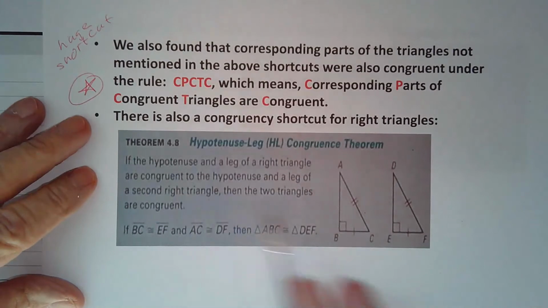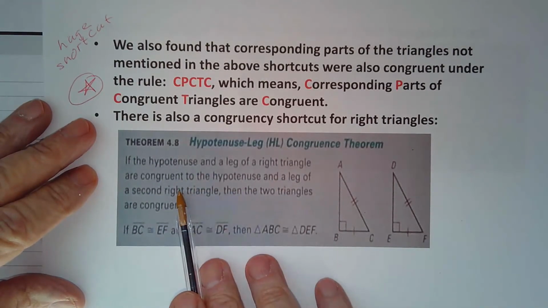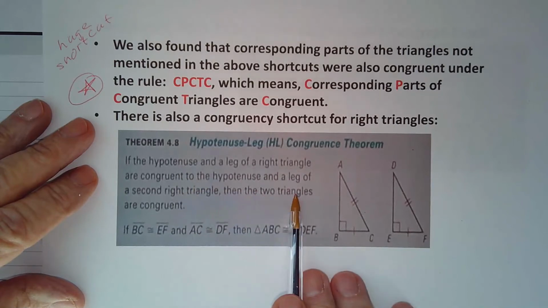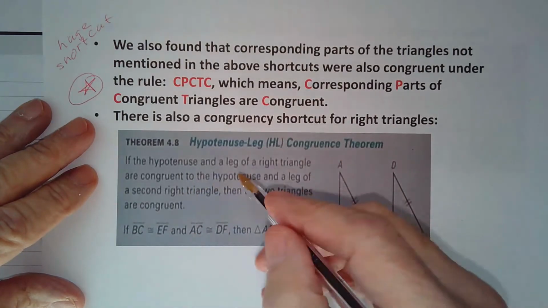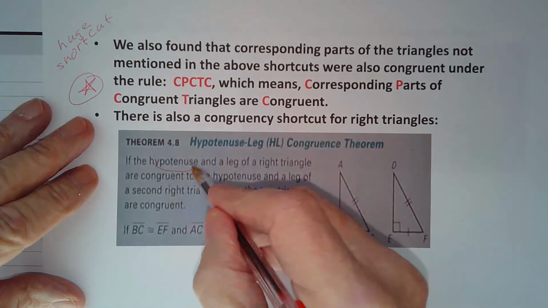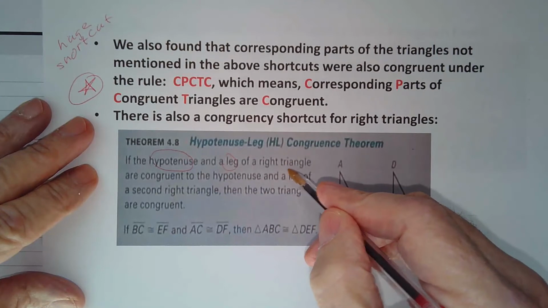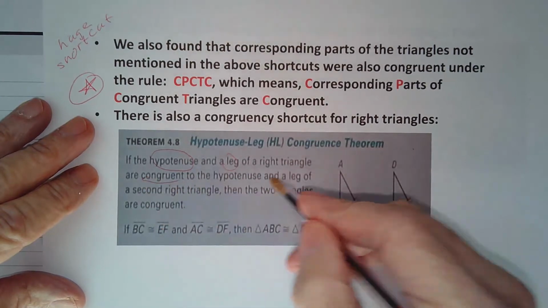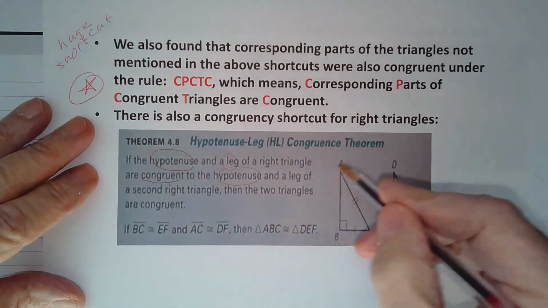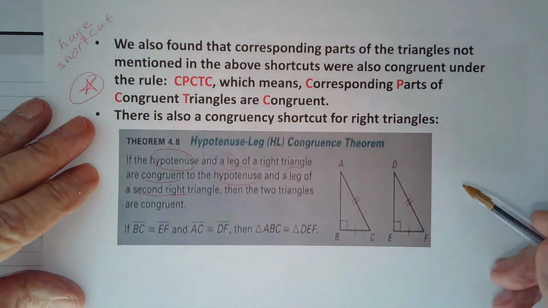What it says is if you have two right triangles, and if the hypotenuse and leg of a right triangle are congruent to the hypotenuse and leg of a second right triangle, then the two triangles are congruent. So let's just circle this. A hypotenuse and a leg of a right triangle are congruent to the hypotenuse and the leg of a second triangle, then the two triangles are congruent.